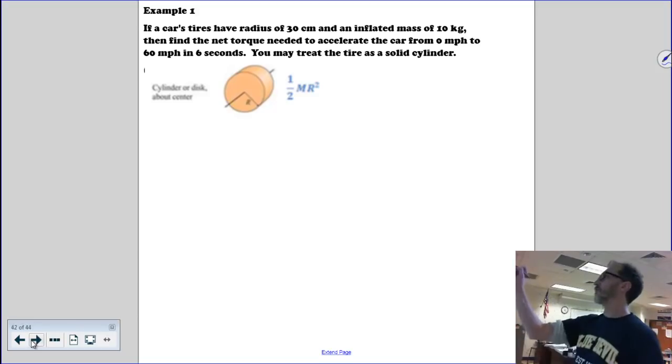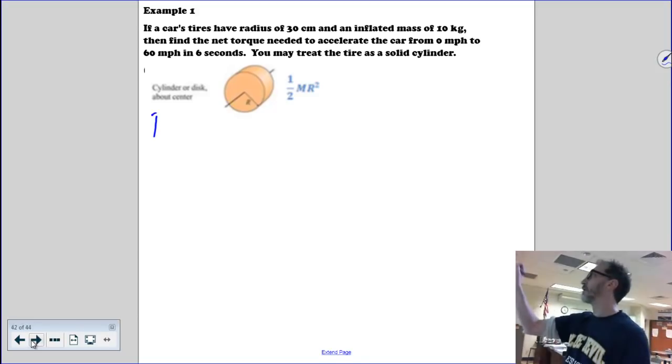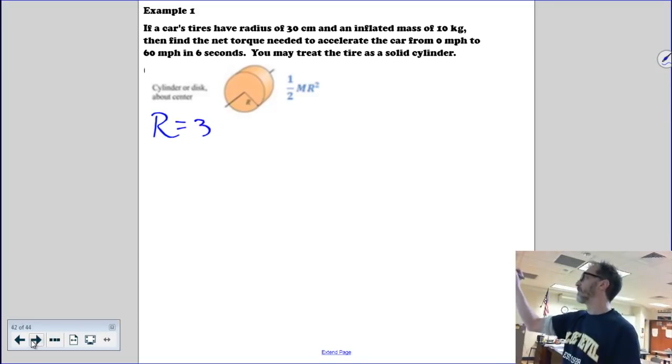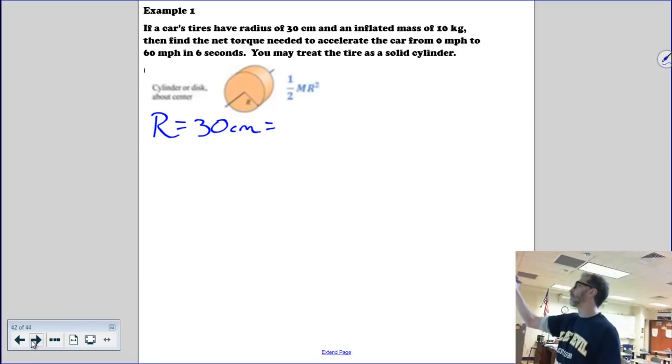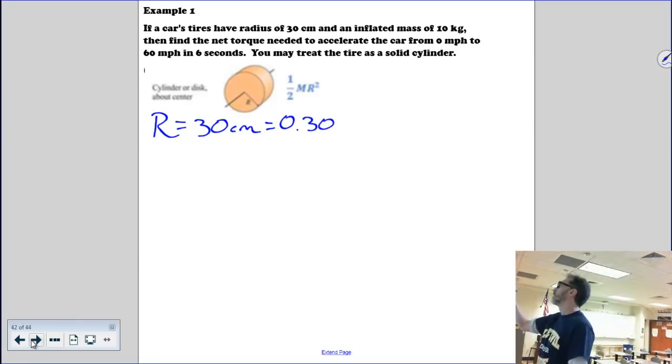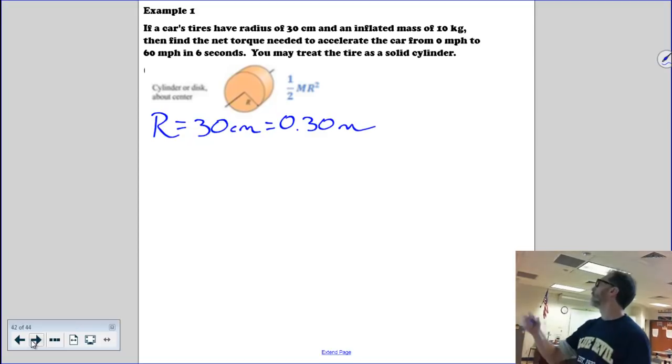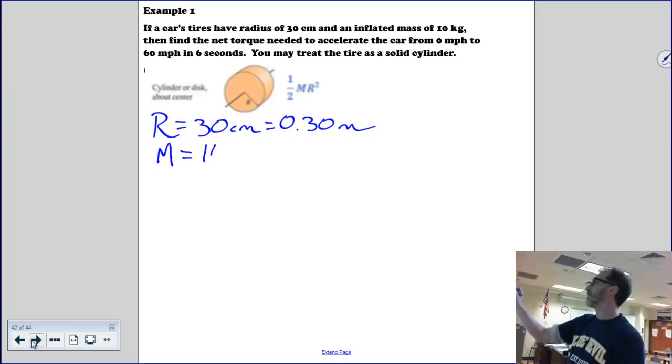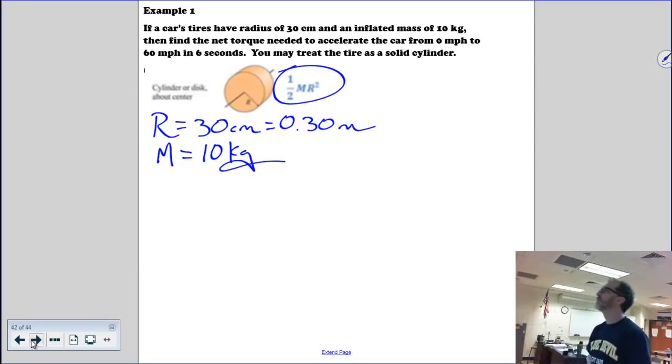The car's tires have a radius of 30 centimeters. So I'm going to use capital R to represent my radius, 30 centimeters. Right away I'm going to convert that to meters. We know that they have an inflated mass. I'm going to use capital M of 10 kilograms. The only reason I'm using capitals is that way they jive with this.